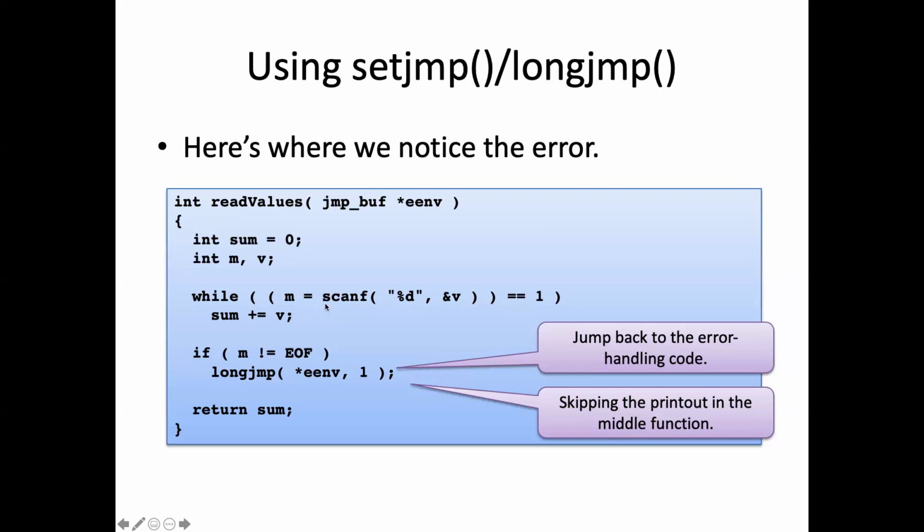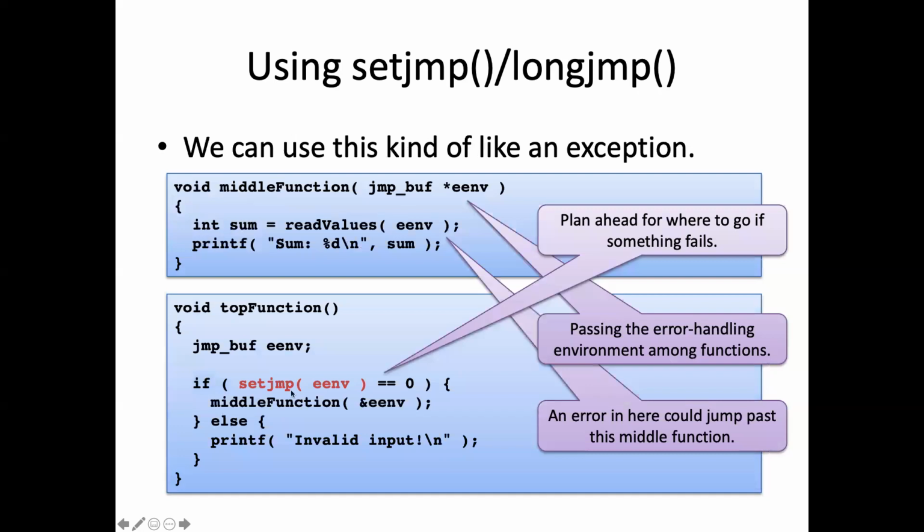But what if there's garbage? What if the user just types in something that isn't even an integer? Well, this is going to fail, but it's not going to return EOF. It's just going to return 0. That's what we detect right here. If the user ever gives us garbage, we just discard all of the input and longjmp back to the error handling code. That was on the previous slide, but if I back up, that's going to jump all the way back up to here. And then we're going to print out invalid input.